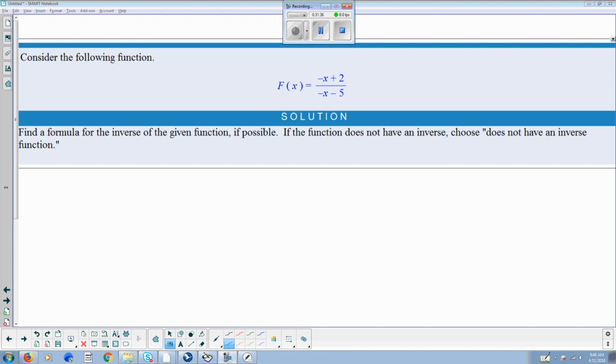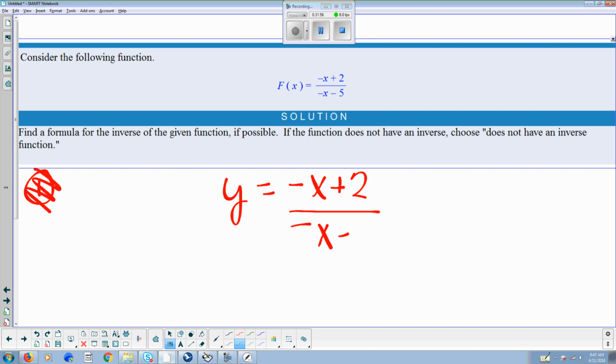Because we're overachievers, we're going to the next one, and then we're going to call it quits for the day. Okay, consider this function. Find a formula for the inverse. Step 1, replace f of x with y. Y equals -x plus 2 over -x minus 5.